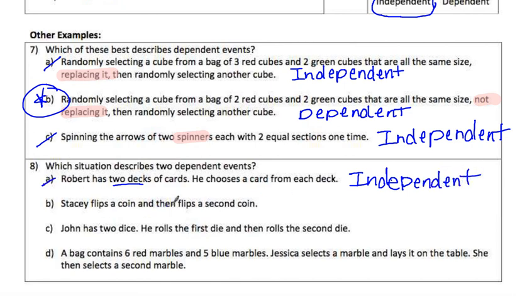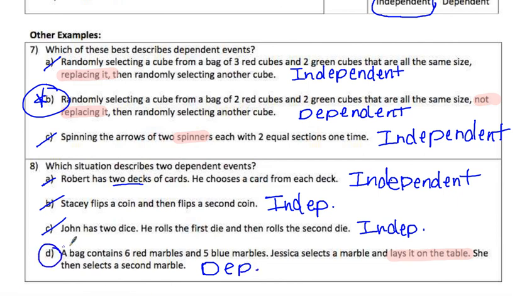Stacy flips a coin and then flips the second coin. Well, we know that flipping coins is independent. It's in our list. So that's not the answer. John has 2 dice. He rolls the first die, rolls the second die. Dice are independent. That's on our list. Last one. A bag contains 6 red marbles and 5 blue marbles. Jessica selects a marble, lays it on the table, and then she selects a second marble. Because she is laying it on the table and not returning the first marble to the bag, that becomes dependent probability. So D is the answer in this one.